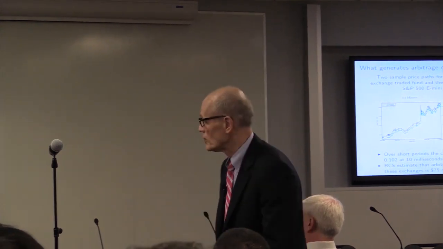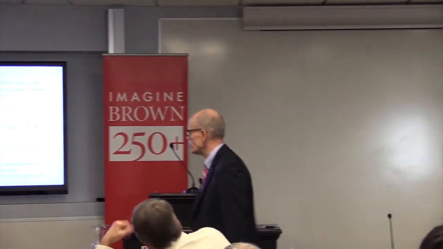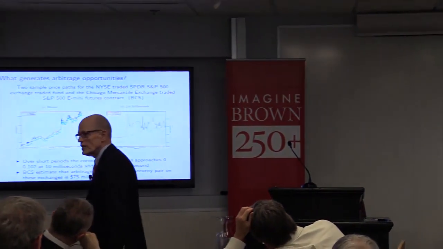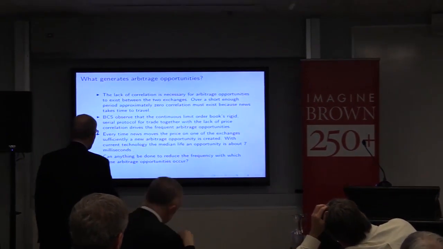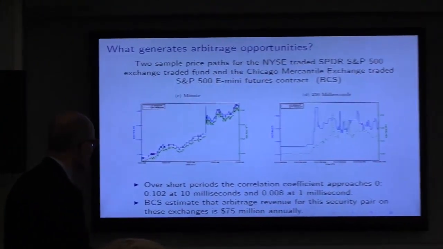When news hits in Chicago, New York doesn't know it. And that's what gives a chance to whoever moves fastest and gets the trade in New York first. The arbitragers have actually spent hundreds of millions of dollars speeding up communications between places. It's worthwhile. It's an arms race type of thing. Now, why do these arbitrage opportunities come up?